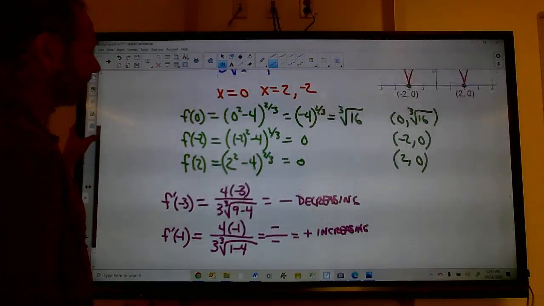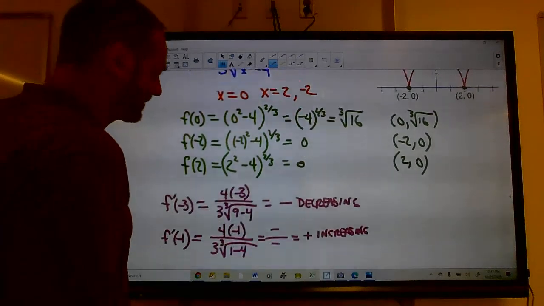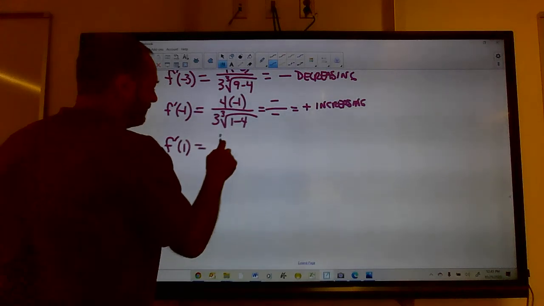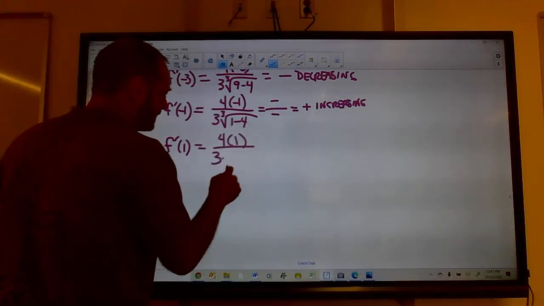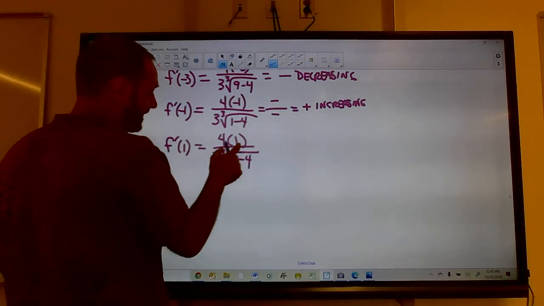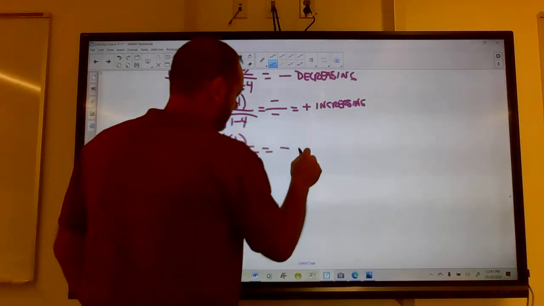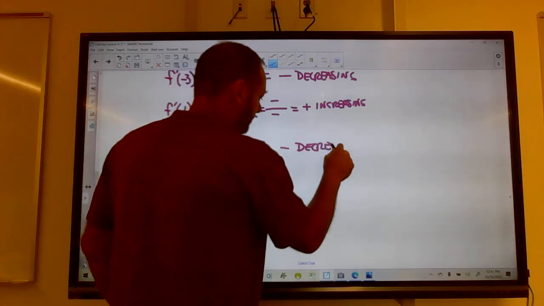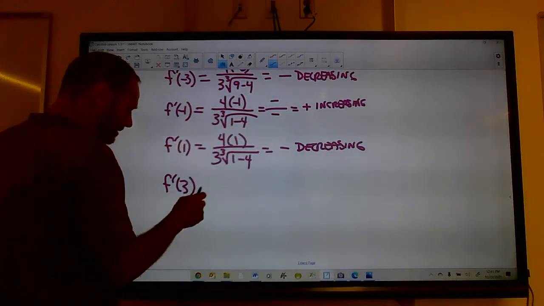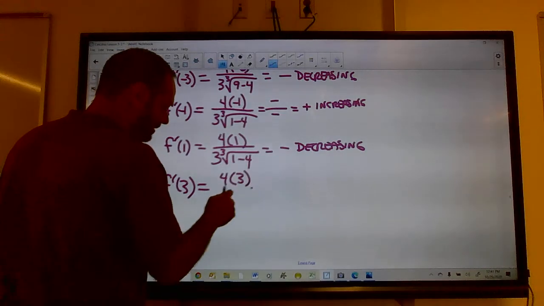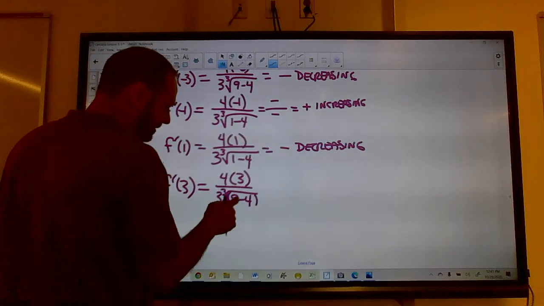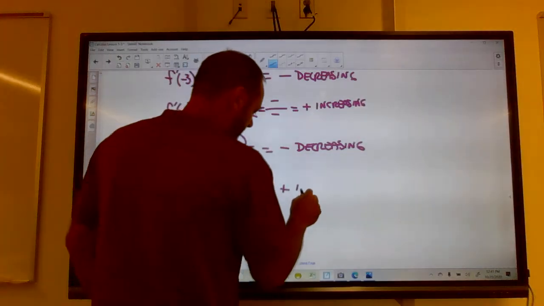Now I got to do the same thing on the other side. So I'm going to test 1 and I'm going to test 3. So f prime of 1 would be 4 times 1 over 3 times the cube root of 1 minus 4. So this is going to be negative, that's going to be positive, this whole thing is going to be negative, so it's decreasing again. And then f prime of 3, 4 times 3 over 3 times the cube root of 9 minus 4. That's a positive over a positive, which is a positive, so it's increasing.